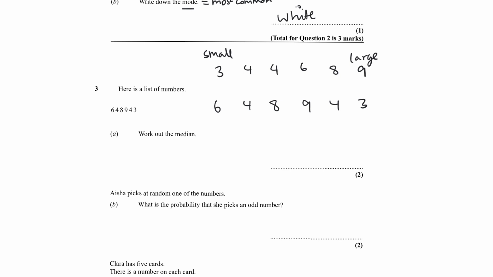With our median, it's always your total number, which would be 6 plus 1, over 2, which is 3.5. So our median in this case would be the number between 4 and 6, which would be 5. So 5 would be our median.